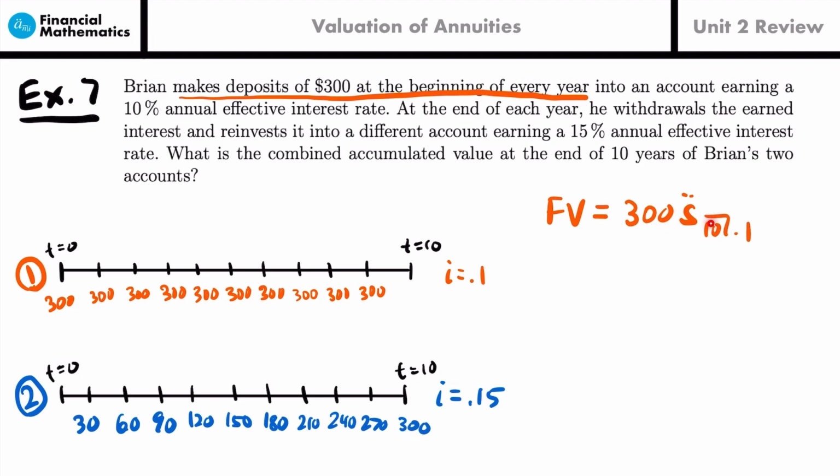It's the future value of an annuity due because the payments are being made at the beginning of each period. We have 10 of those payments and they are each of $300 and we're using a 10% interest rate. However, this is not correct in this case.